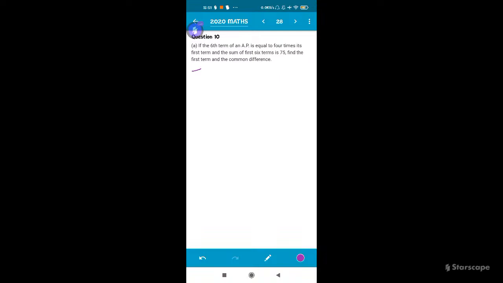We know that the nth term will be equal to a plus (n minus 1) whole d, where a is the first term and d is the common difference. In this case we have neither the first term nor the common difference. So let us begin by assuming, let the first term be a and let the common difference be d. So we know that Tn is equal to a plus (n minus 1) whole d. So in this case, which is our nth term? The sixth term. That means T of 6 is equal to a plus (6 minus 1) whole d.